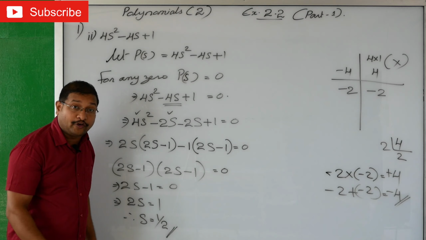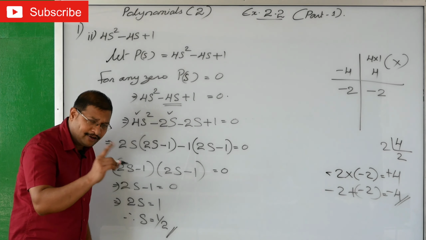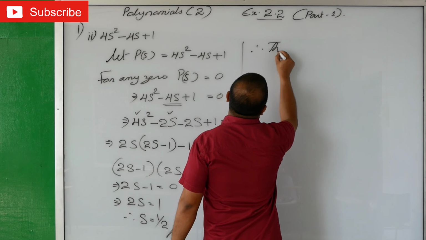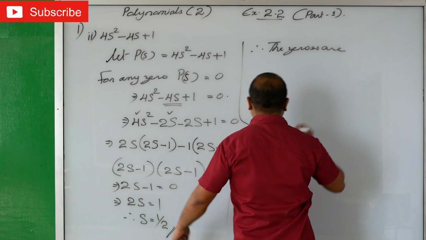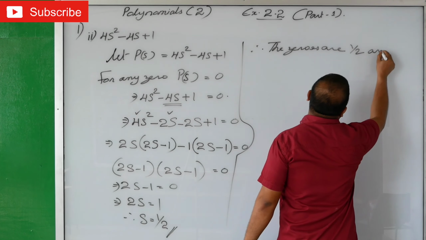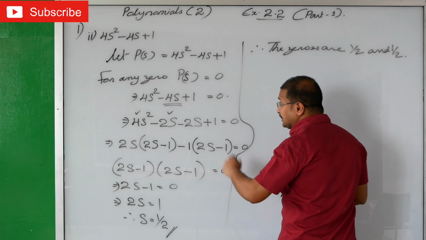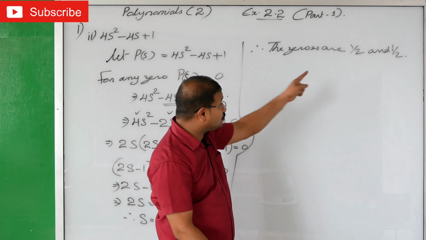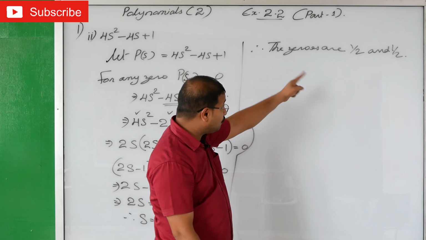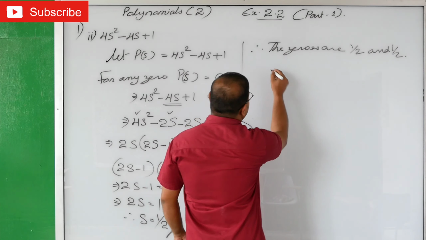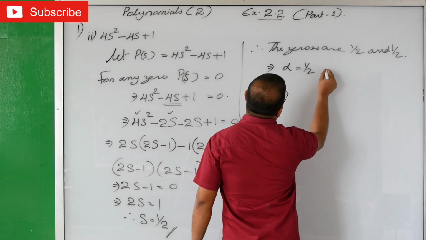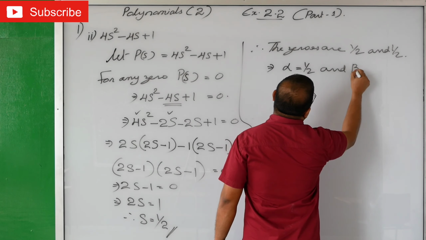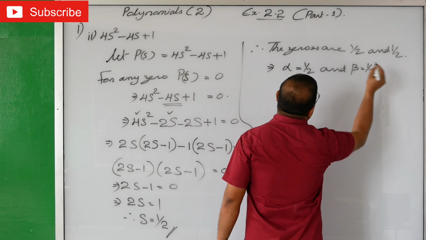We know it's a quadratic polynomial, that means how many zeros will be there? 2. Therefore, the zeros are 1 by 2 and 1 by 2, because we know that it's a quadratic polynomial, that means 2 zeros will be there. That implies first zero, alpha equals 1 by 2 and beta equals 1 by 2.